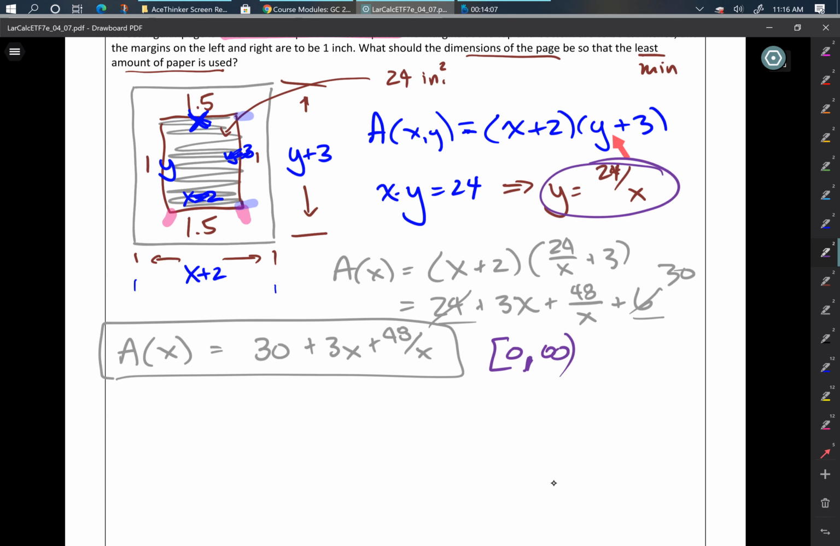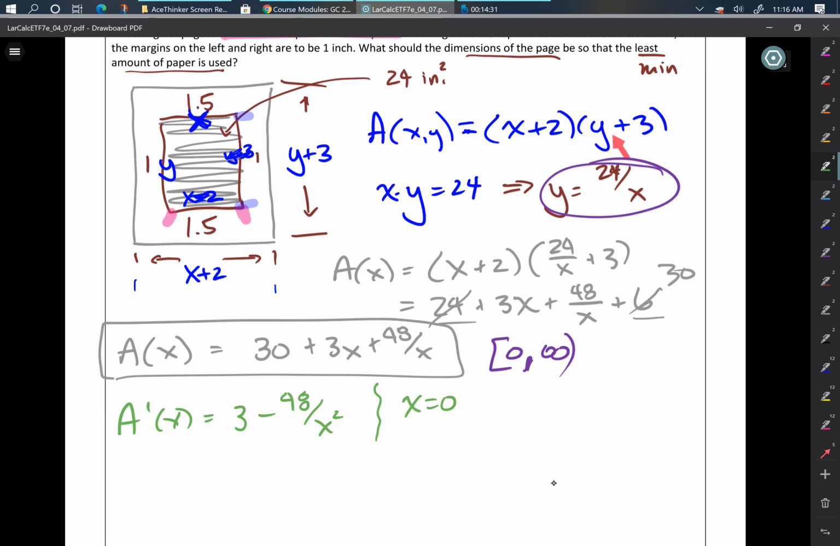All right. What do we need? Oh, we're to the calculus part. So we need a derivative. A prime of x is going to be 3 minus 48 over x squared, which gives me critical numbers at 0 from the doesn't exist side of things. But obviously 0 sucks because that would mean that we didn't have any printed area.